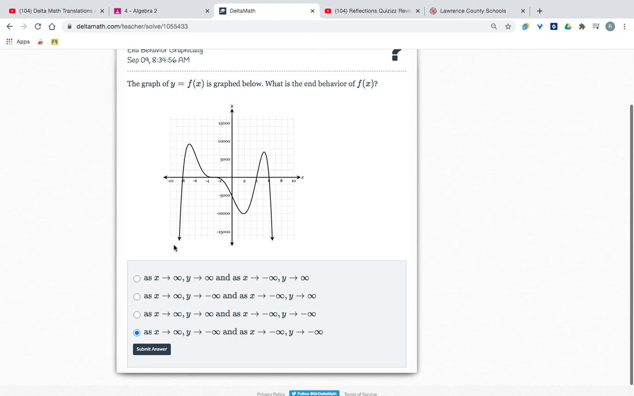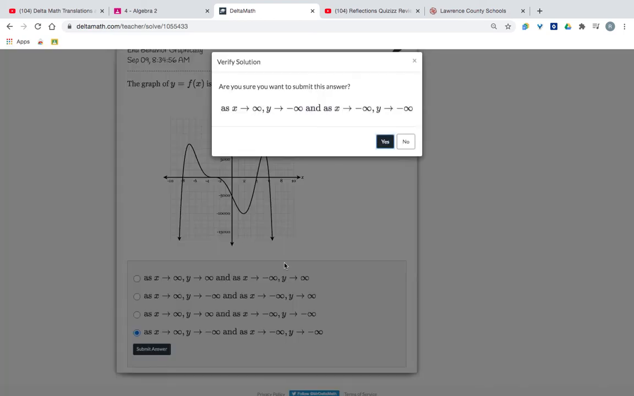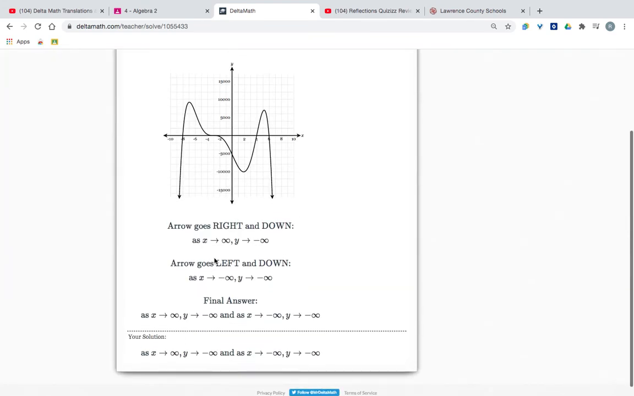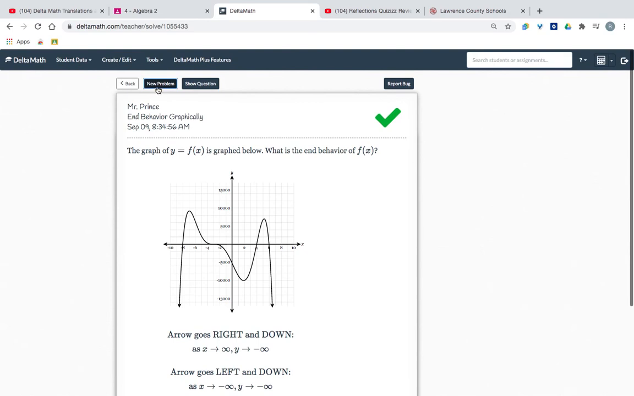If they're both pointing down, then you just look for the one that has negative infinity and negative infinity, because we're not writing it right now, we're just matching it. And if they go up on both of them, you're looking for y approaches positive infinity both times. So let's go ahead and submit this answer. Not a big deal, right? And it gives you the breakdown. So we're good to go.